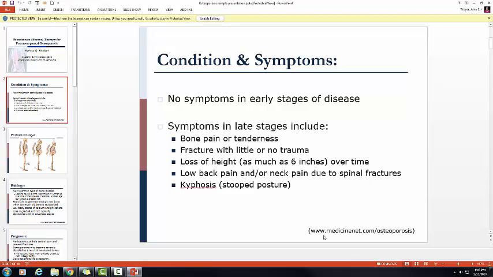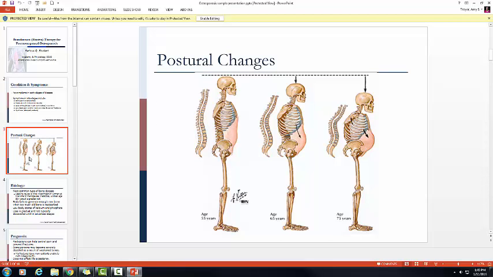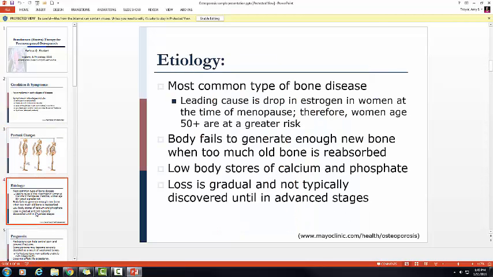So this is where I found this particular piece of information. You are not plagiarizing because you've correctly cited it here. I threw in a picture. You don't have to, just to show what the postural changes are. This should have a citation as well.